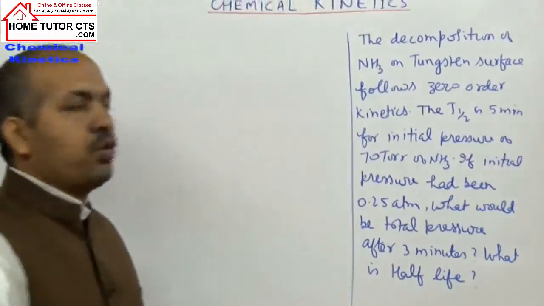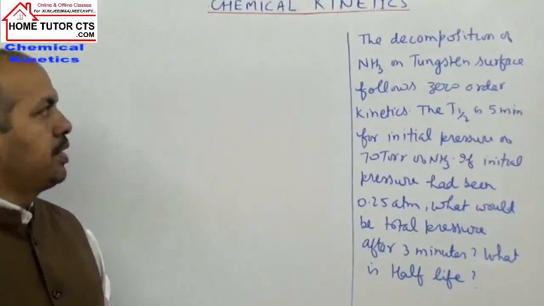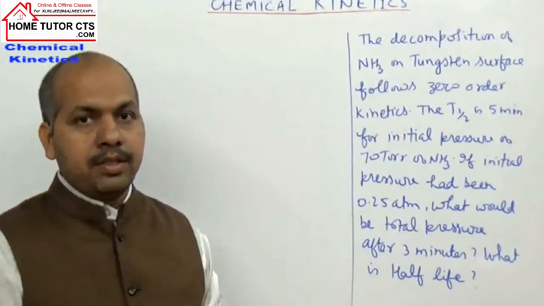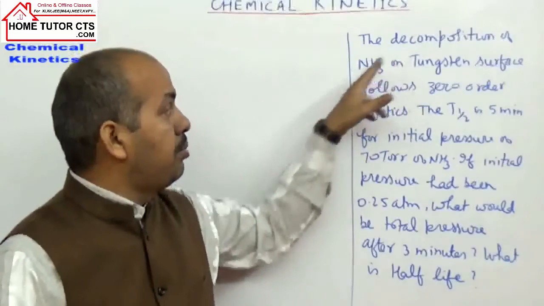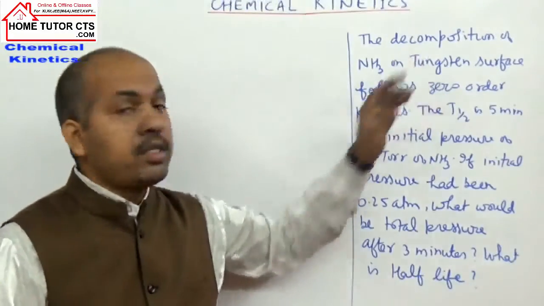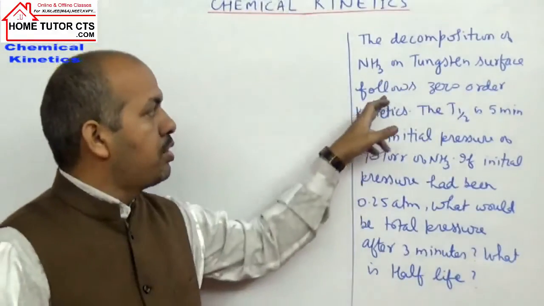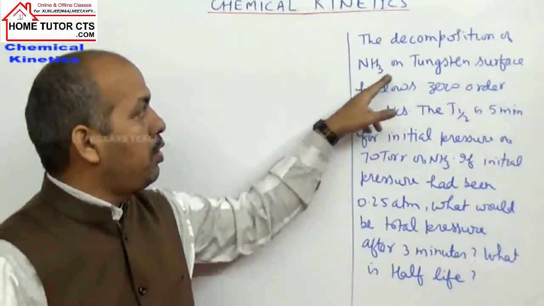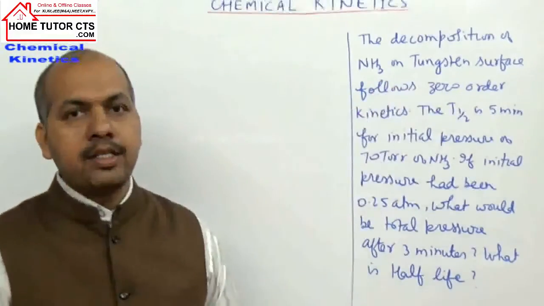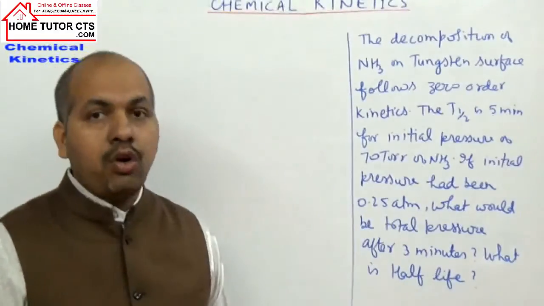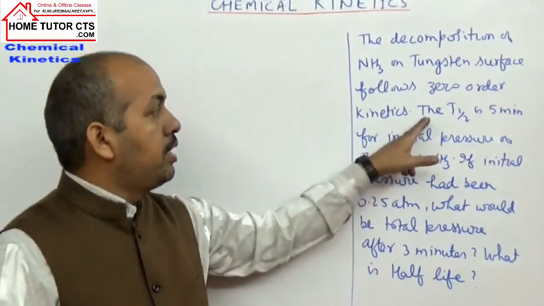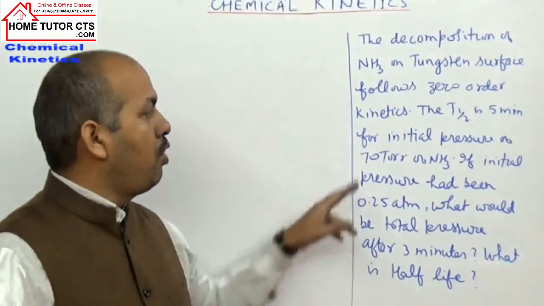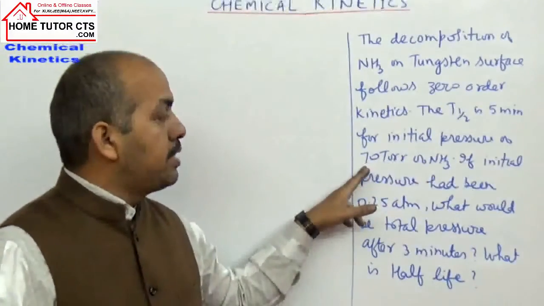Okay. So write the next question. Write down the question. The decomposition of ammonia on tungsten surface follows zero order kinetics. The T half is 5 minutes for an initial pressure of 70 torr.